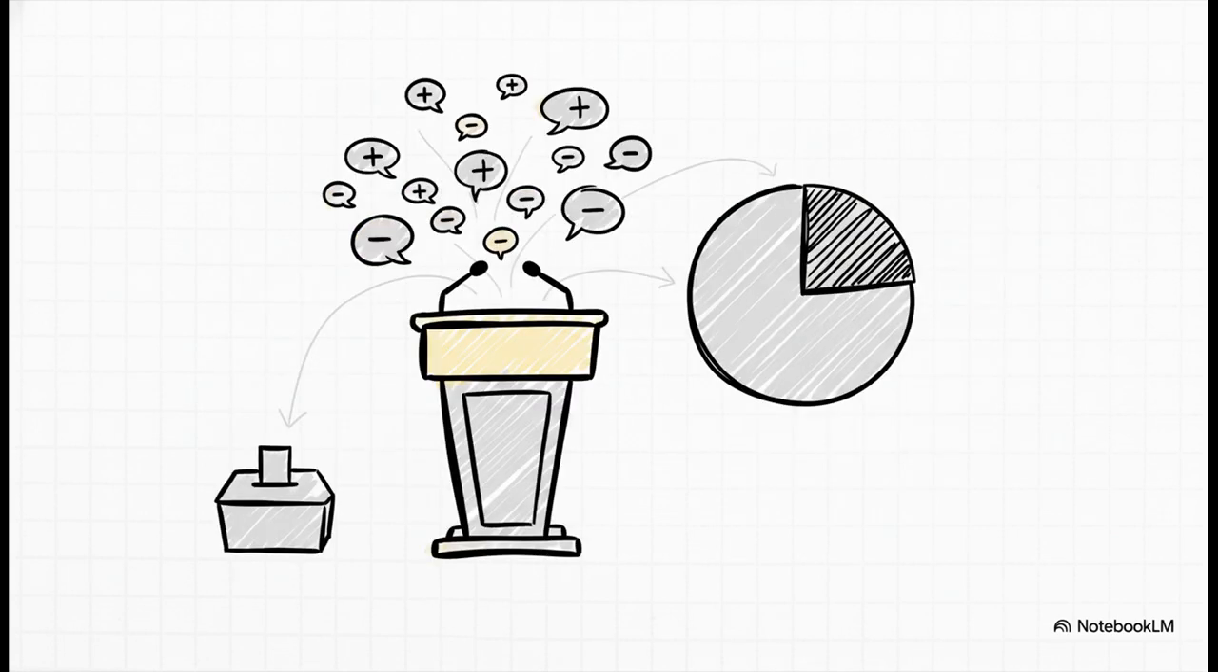Then there's politics. Political campaigns use SMA to feel the pulse of the nation. By analyzing all those online conversations, they can get a really clear picture of which issues voters actually care about, track how people feel about different candidates, and then tailor their message to hit just the right note.